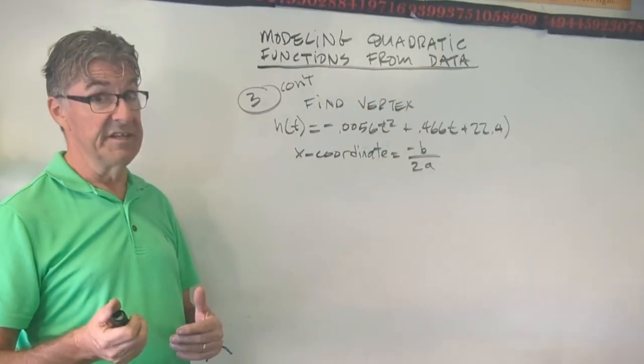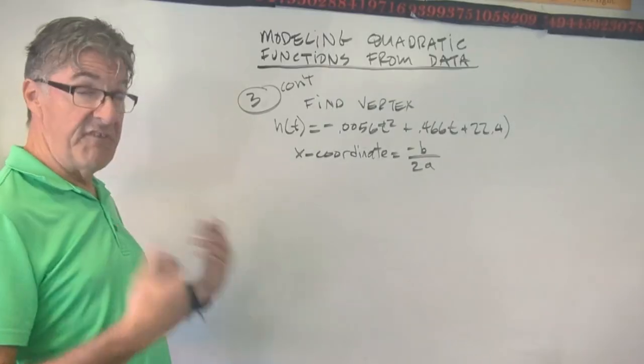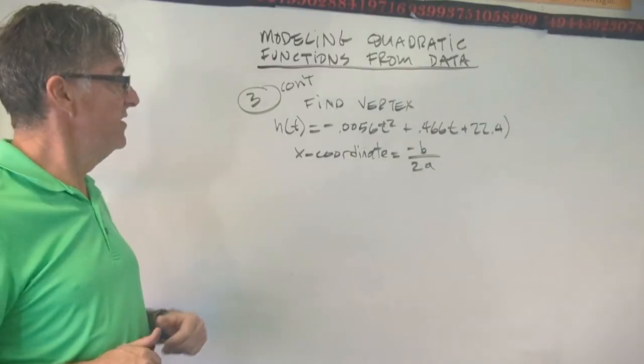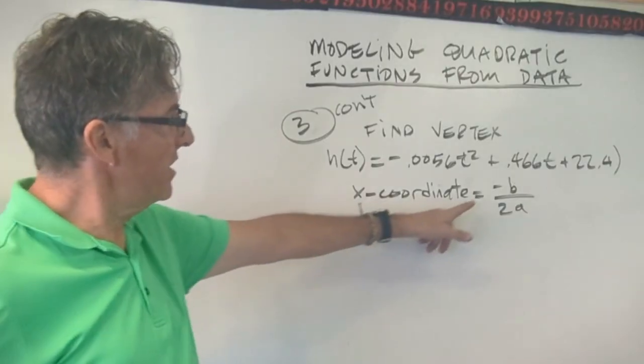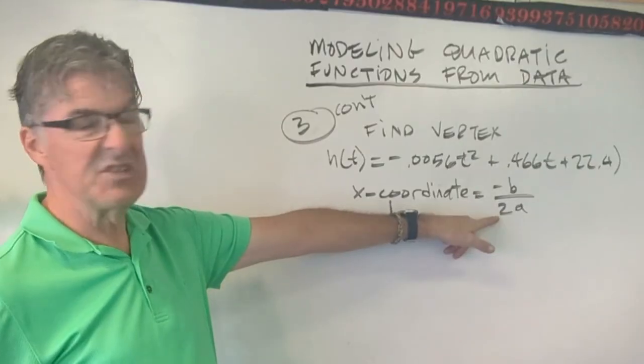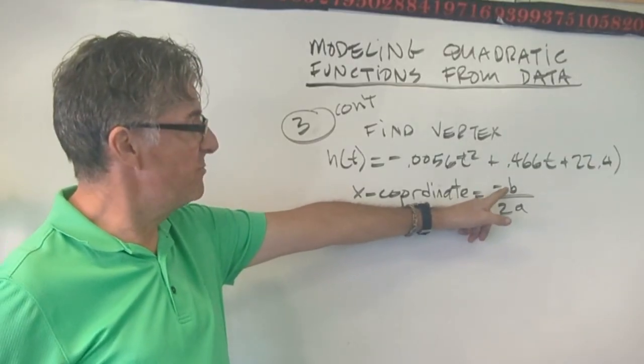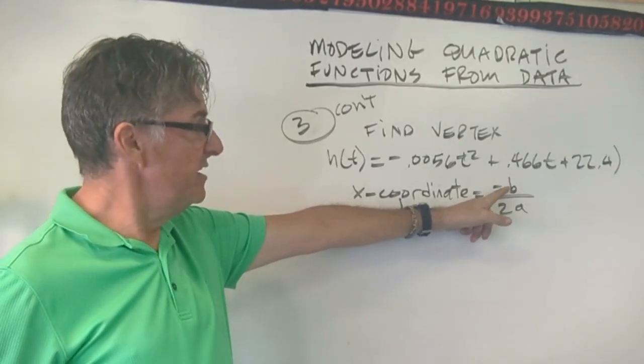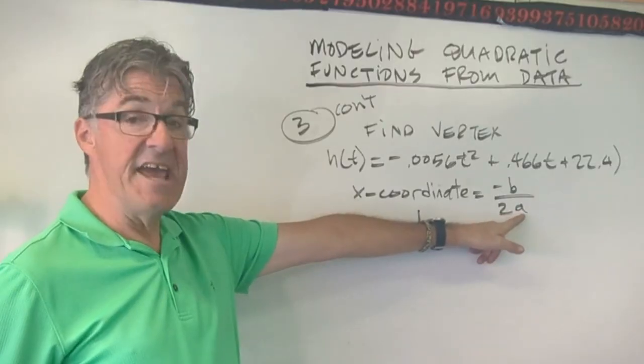We are going to do completing the square in a minute, but we can find the vertex without going through all that math. So check this out. The x-coordinate of the vertex is given by this little tiny formula. You just take your b, change the sign of it, and divide it by twice your a term.